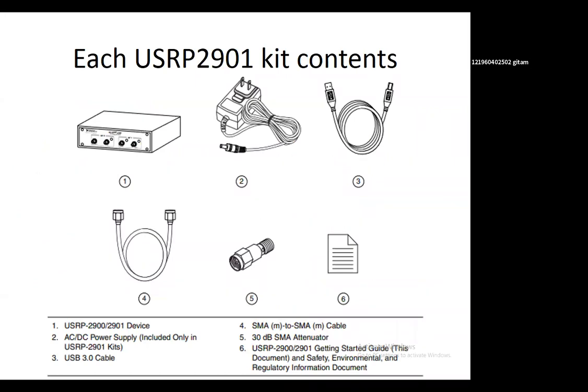If you think about the USRP box, one USRP 2901 box, it has several different parts. Here you have a USRP 2901 device along with an AC to DC power supply, that is a power adapter, one USB 3.0 cable, along with that one SMA male to male cable, and number 5 is the 30 decibel SMA attenuator cord, and a getting started guide on paper.